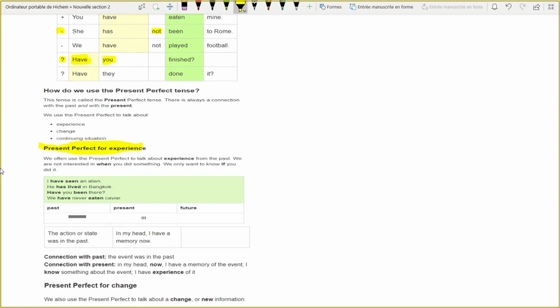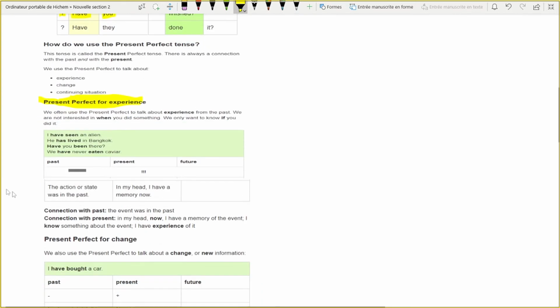Another example, of course, he has lived in Bangkok. So I know that he lived there a long time ago, but he is not living there right now, and I don't know exactly when. So have you been there? Same thing. We have never eaten caviar. Same concept, same meaning, right? We do not know anything about the date. We only know something about the action itself, from the way you say it when you use the present perfect, as if you are speaking about experience. You're telling us about something that has happened in the past, but we don't know exactly when.